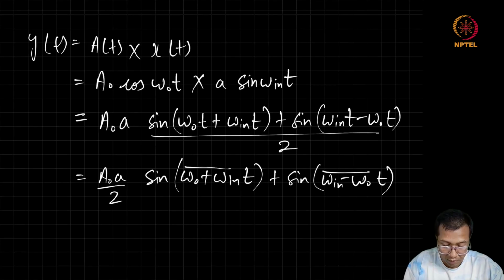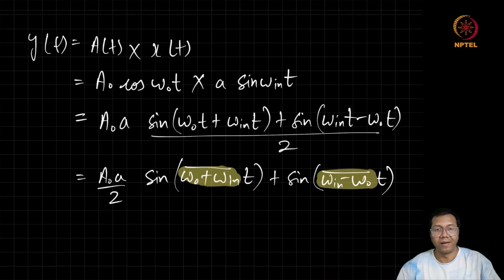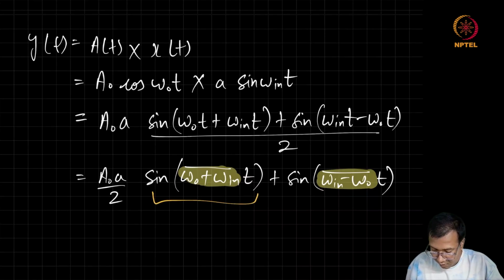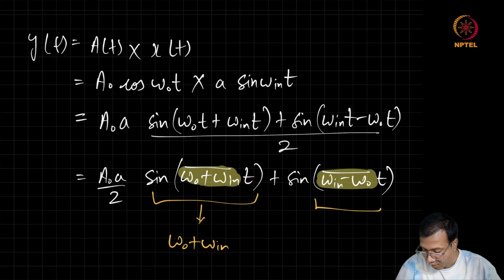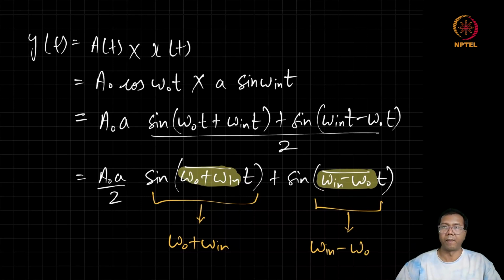And now we can easily observe that if we look at the frequency content in the output signal, from the first term it contains a signal at frequency omega naught plus omega n, and from the second term it contains a signal at frequency omega n minus omega naught.